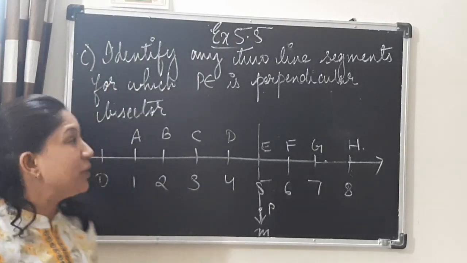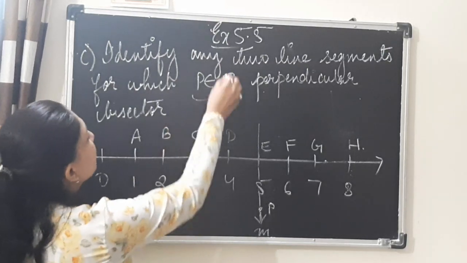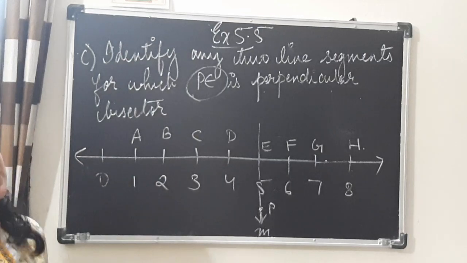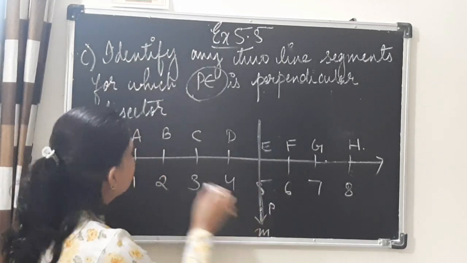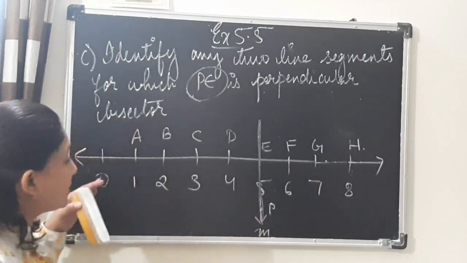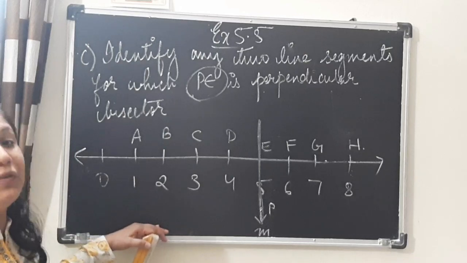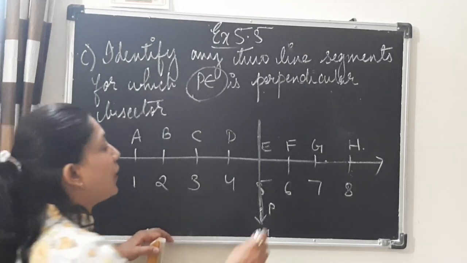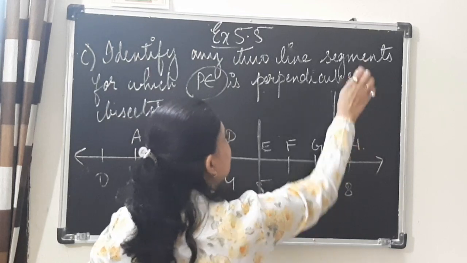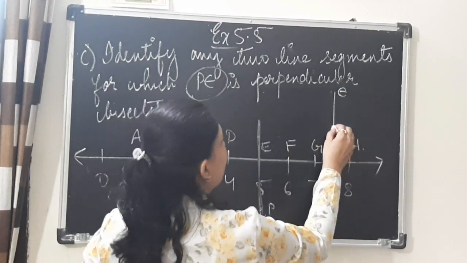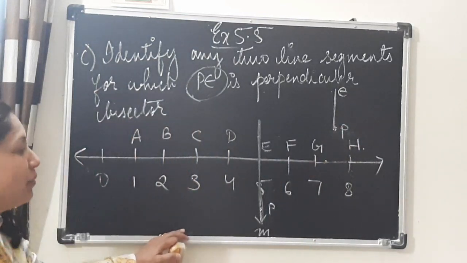In the C part, the question is to identify any two line segments for which PE is the perpendicular bisector. That means, see, can you see this line M? It is bisecting the entire line, correct? It is given in the book. This figure is given. Now you have to find any two line segments that PE is bisecting. It is given here, this point E, and this is your P. So PE is the perpendicular bisector.